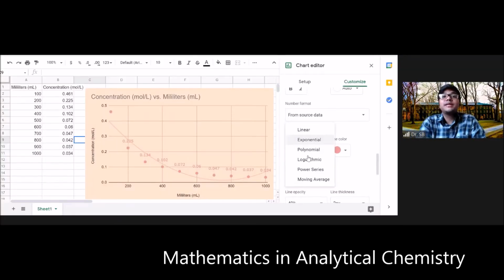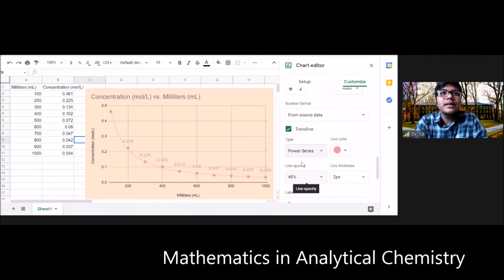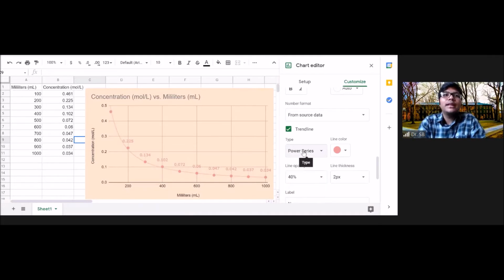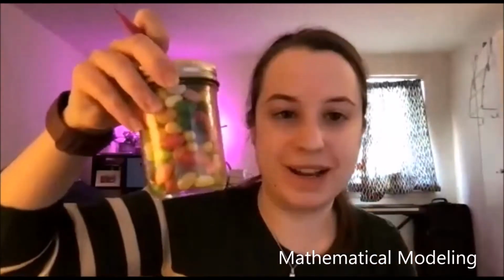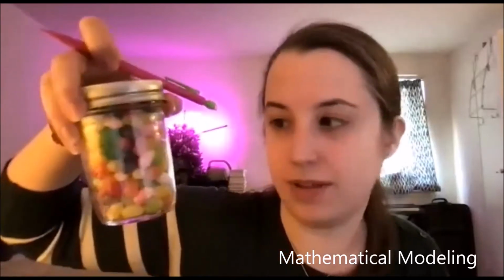How about power series? Let's try power series. Yeah, you see that? How well the data is fitted with power series. Trying to account for this space in between the jelly beans, right? And for sure, that's the hardest part about calculating this. It's not like they are all cubes. Unfortunately, that would make our lives much easier. But how do we account for that space?